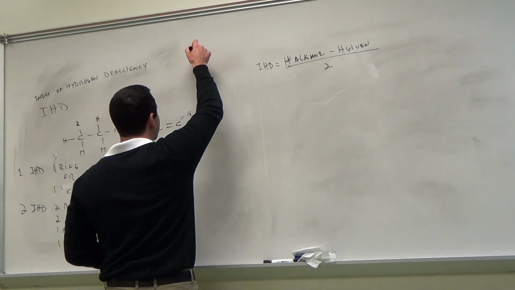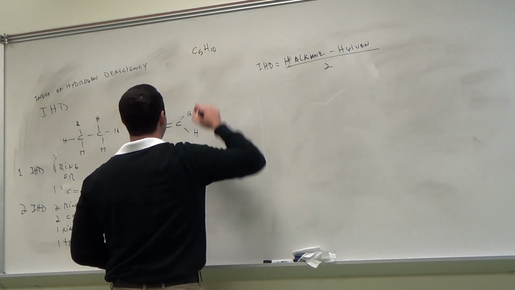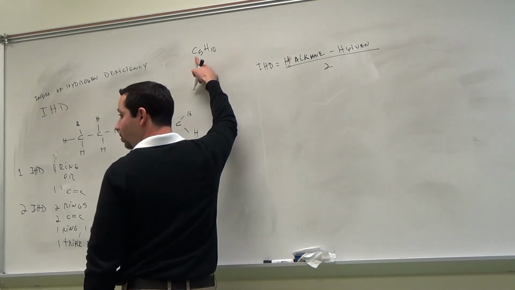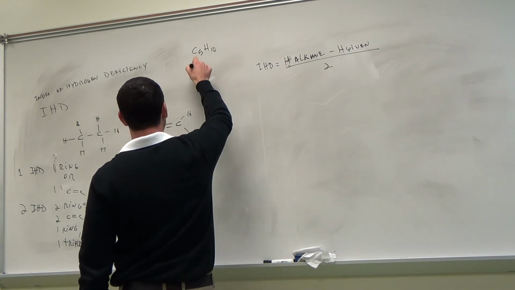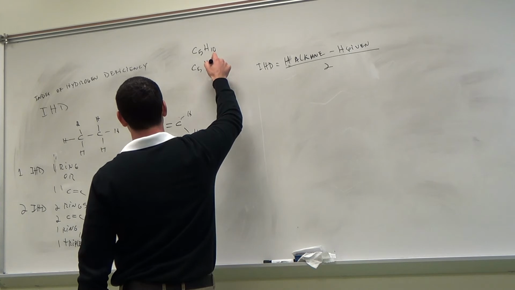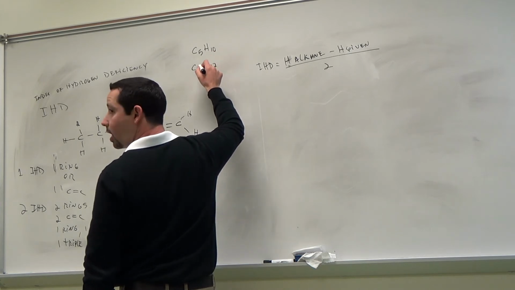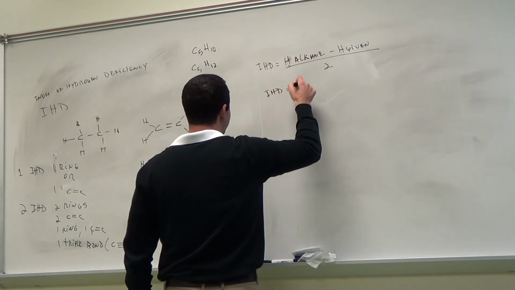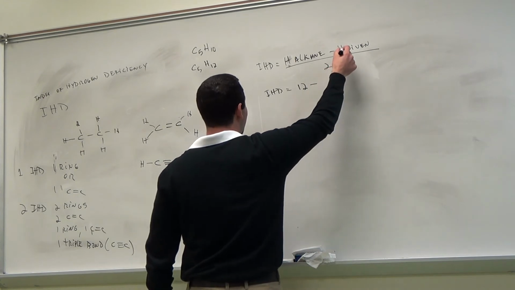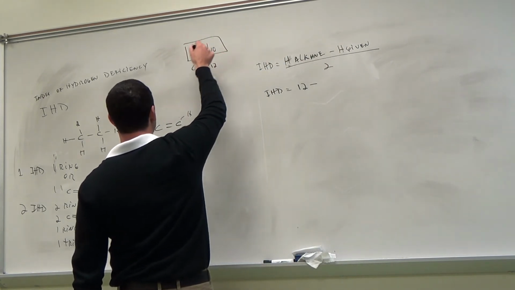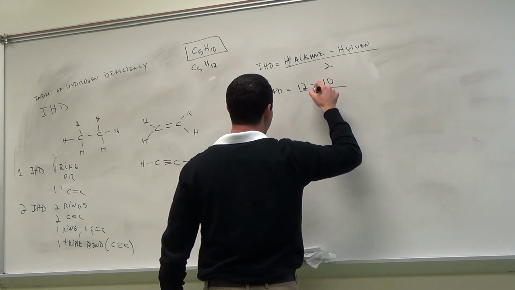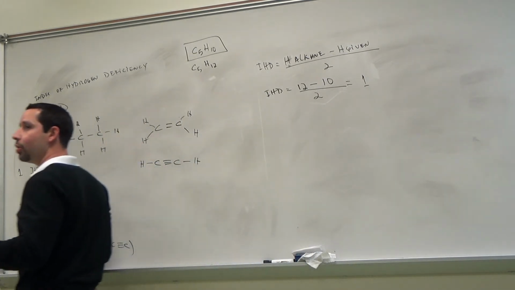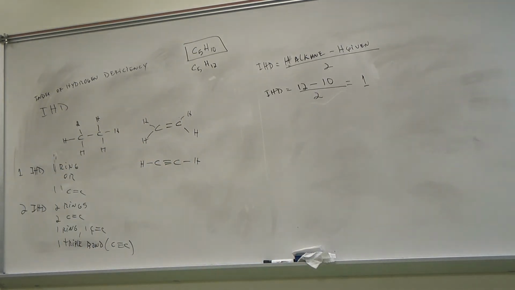So calculate the IHDs for C5H10. What you have to do is, the alkane for 5 carbons is supposed to have how many hydrogens? C5H12. That is the amount of hydrogens the alkane is supposed to have. That's the number that goes here. This is 12, minus the hydrogens given in the molecule, 10. Divided by 2, so this is 1. It has either one double bond or one ring.